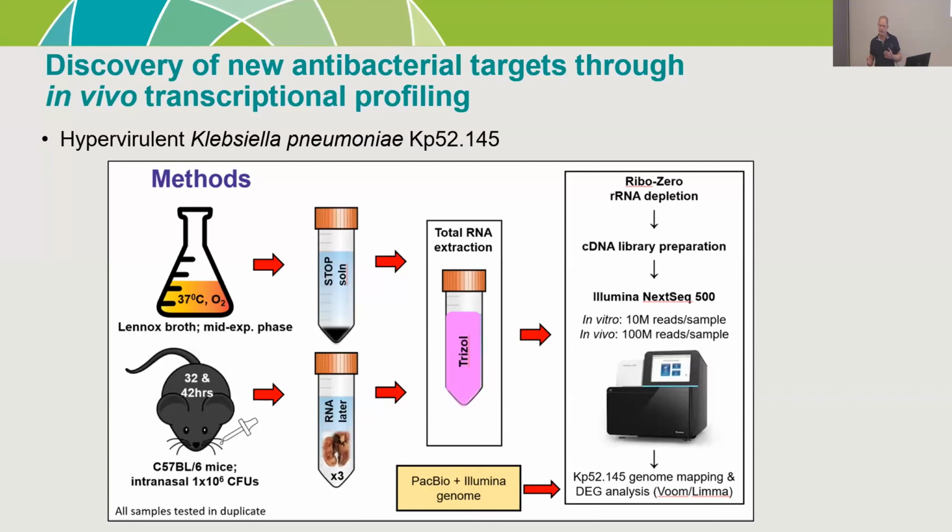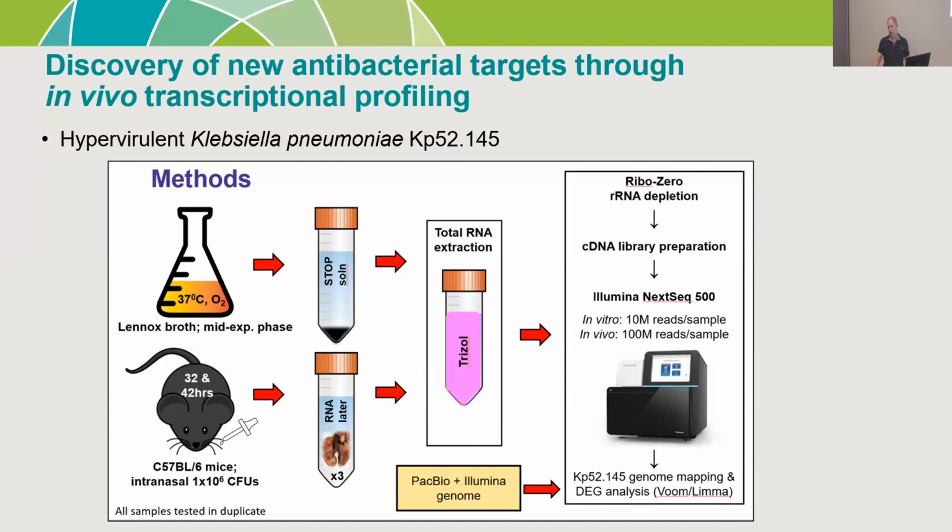But when you do an RNA-seq study, what you need is a comparator. So our comparator is basically just growing it up in the laboratory, not dissimilar to what we would do when we culture from a patient. And the idea is to look to see what are the important genes that are upregulated or downregulated in the context of infection.